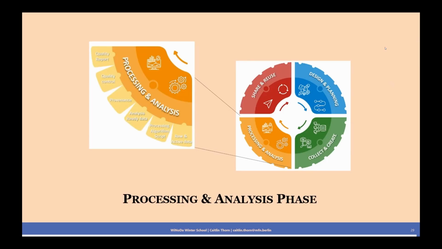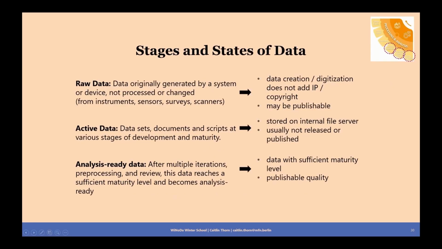Next, we're having a look at the processing and analysis phase. This will go through data quality and processing the data. There are different stages of data. We start with raw data, which is the data that's originally generated by a system or device. It hasn't been processed, you haven't transformed it or done anything with it yet. It's really at the data creation phase or when something's first digitized.